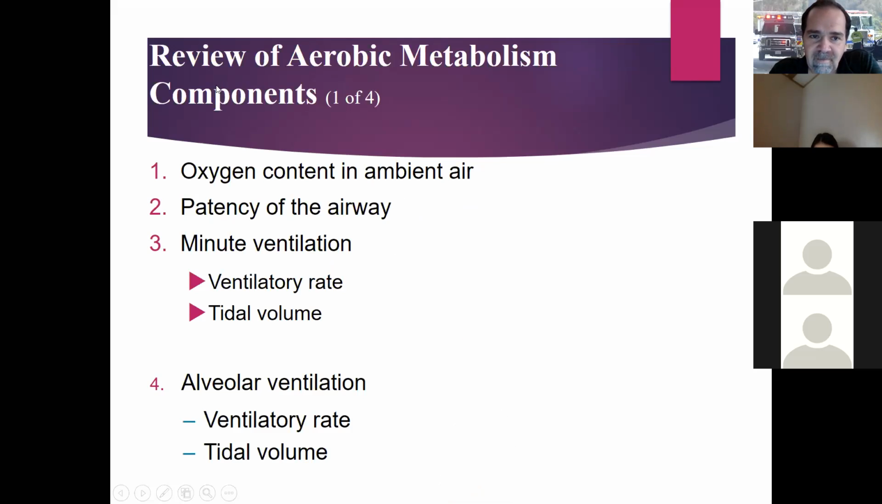Okay. So oxygen content in ambient air. One thing is to review all the aerobic metabolism components. This is what we need to have intact for good perfusion to occur. Oxygen content in ambient air: you have oxygen within the regular air that you're breathing in and out. Patency of the airway, that the airway is open. Minute ventilation, that your ventilatory rate is adequate and that your tidal volume is adequate.